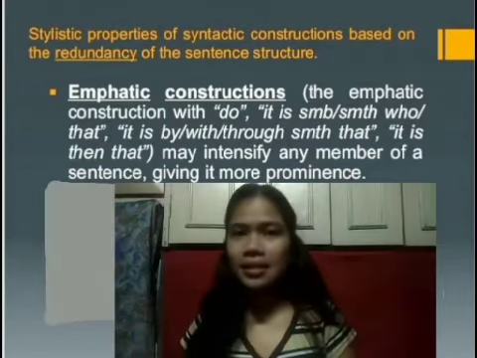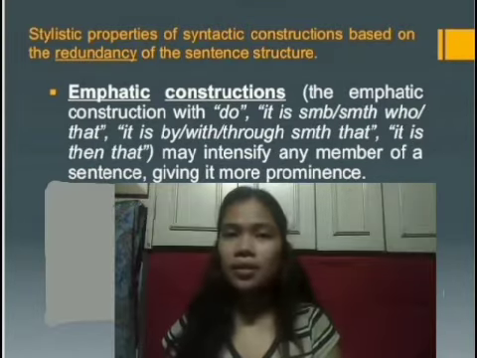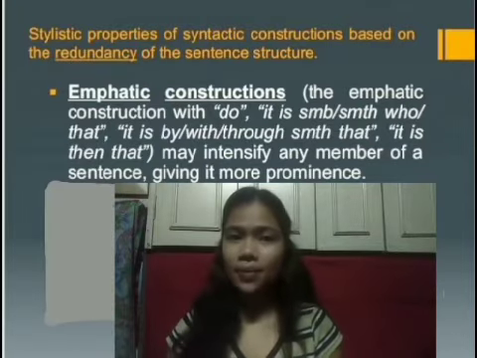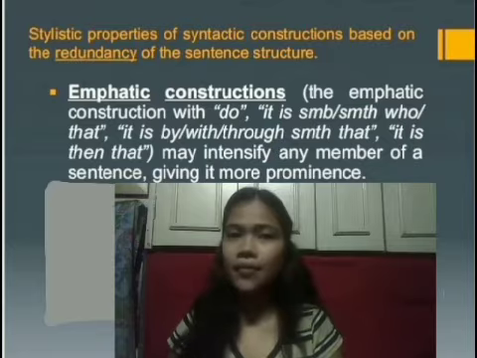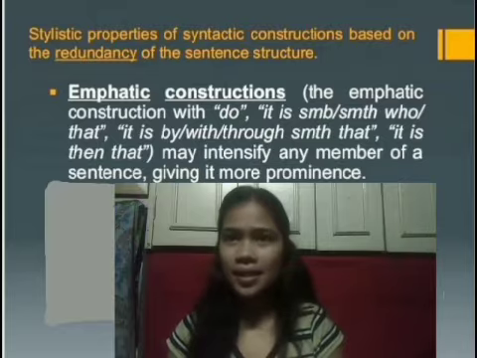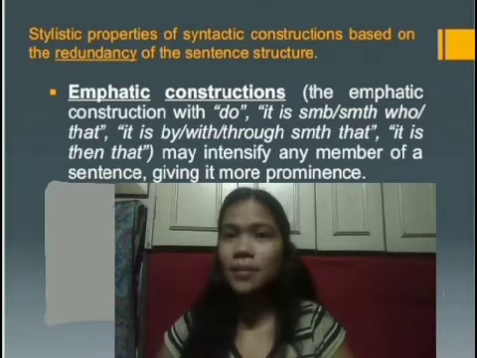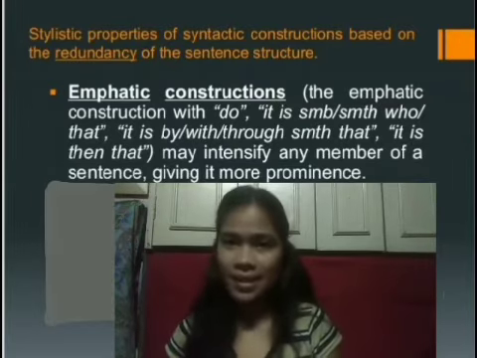The construction "it is then that" stresses the adverbial modifier of time. The construction "it is by," "it is with," "it is through something that" makes prominent the adverbial modifier of manner. Lastly, the construction "it is to that," "it is something there" brings to the foreground the object of the sentence. Try to identify different emphatic constructions flashed on your screen. Let's take a look at these examples.